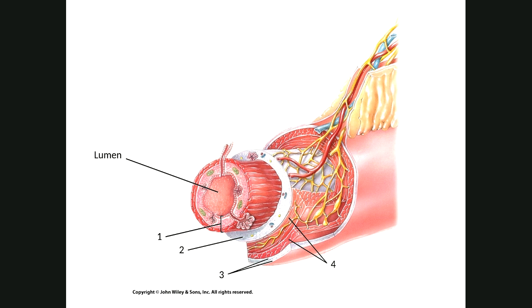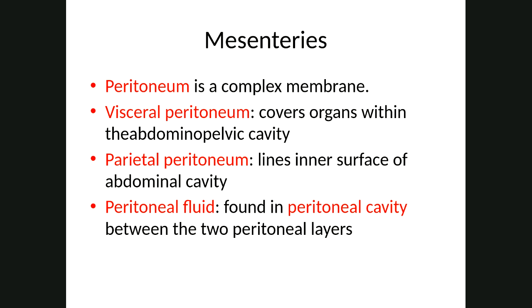Again, same image. Let's talk about the mesenteries. So we have a couple of mesenteries. One of them is the peritoneum. Peritoneum is a complex membrane. We have the visceral and parietal. Remember how I told you everything has two layers, visceral and parietal. Every organ, everything that needs to be protected. So visceral covers the organ itself. Parietal covers actually the cavity.